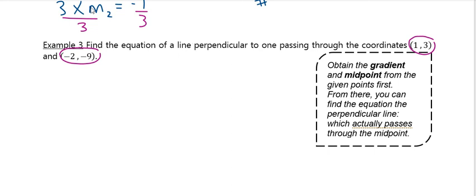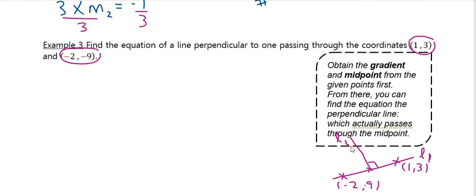Okay, let's illustrate this. Over here is 1, 3, and over here is -2, -9. Now, this one is L1, right? The one that you are asked for is the line perpendicular to the one passing through these coordinates. So the second illustration for the second line will be perpendicular to it. So this is not L2, this is L1. The second one will be L2, but over here, what is it?